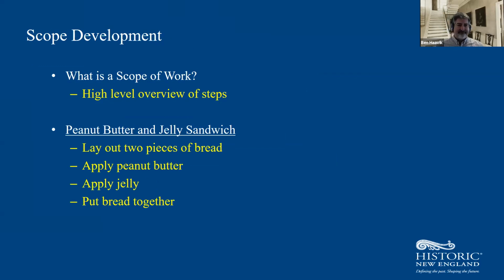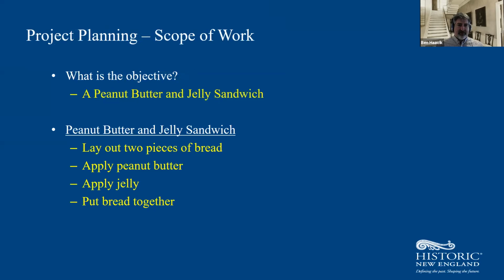If you wanted to create a peanut butter and jelly sandwich, you're going to lay out 2 pieces of bread. You're going to put peanut butter on it. You're going to put jelly, and you're going to put that bread together. Sounds good, right? So let's go back and define what is the objective. The objective is a peanut butter and jelly sandwich. We've got the same scope.